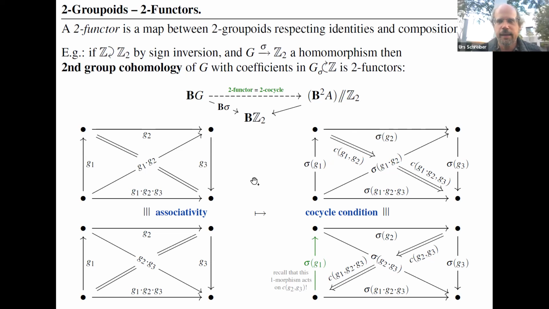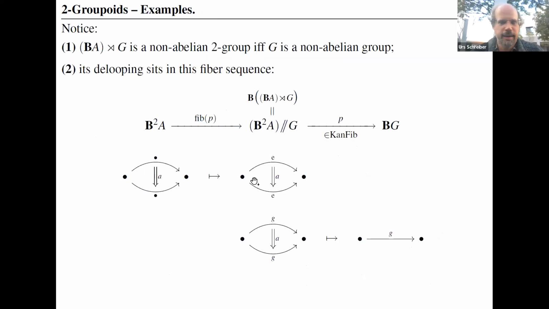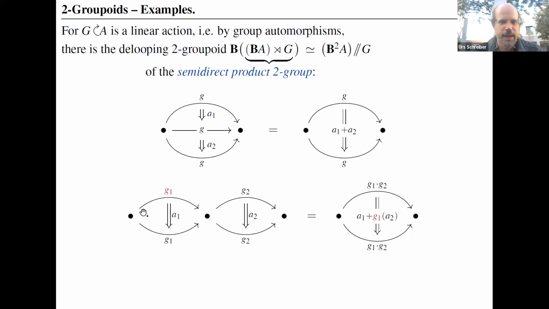And there was this one single law, and that is now important, that if we whisker it, some people say, if we have a one-morphism here on the left, composing with a two-morphism here, then that two-morphism gets transported along that one-morphism to the common endpoint on the left. So it gets acted on by g1.